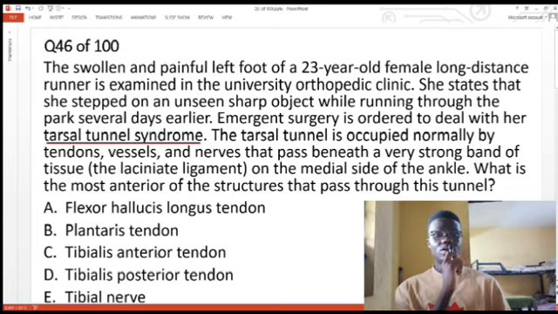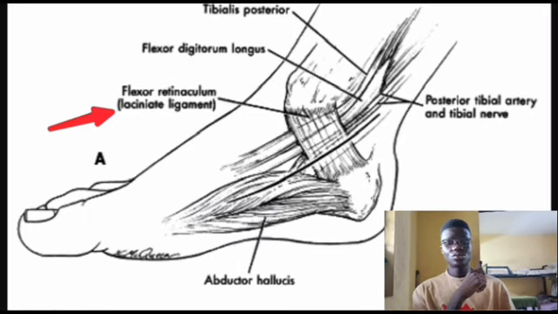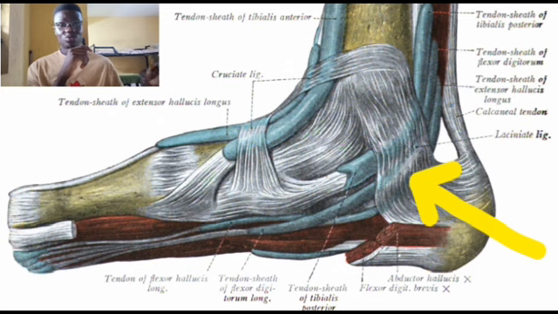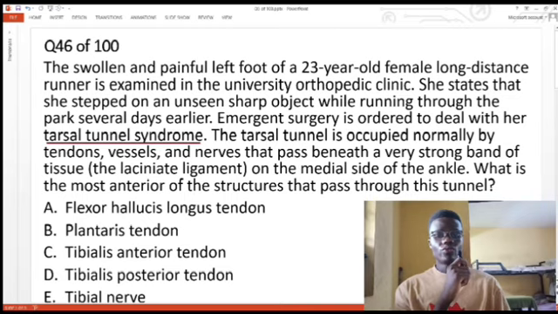So the laciniate ligament is also the flexor retinaculum, alright? It is basically a broad band of fibers that transports the posterior compartment structures to the sole of the foot. So the patient has a tarsal tunnel syndrome. Tarsal tunnel syndrome basically has to do with the compression of the tibial nerve in the tarsal tunnel. That is what it is.